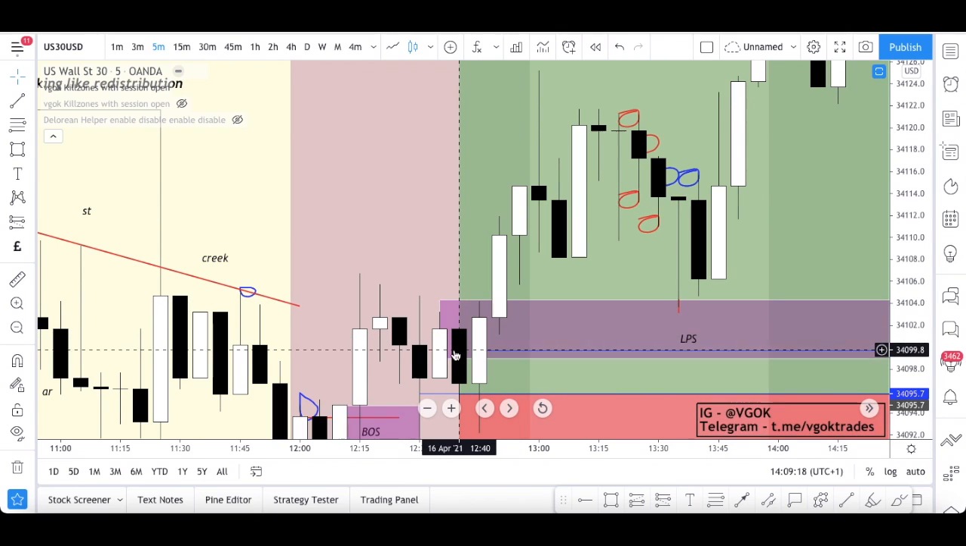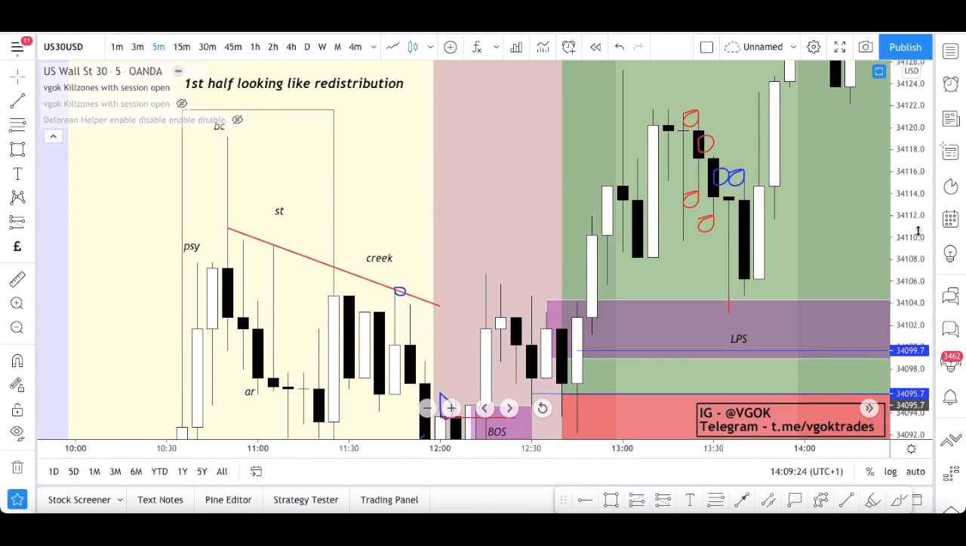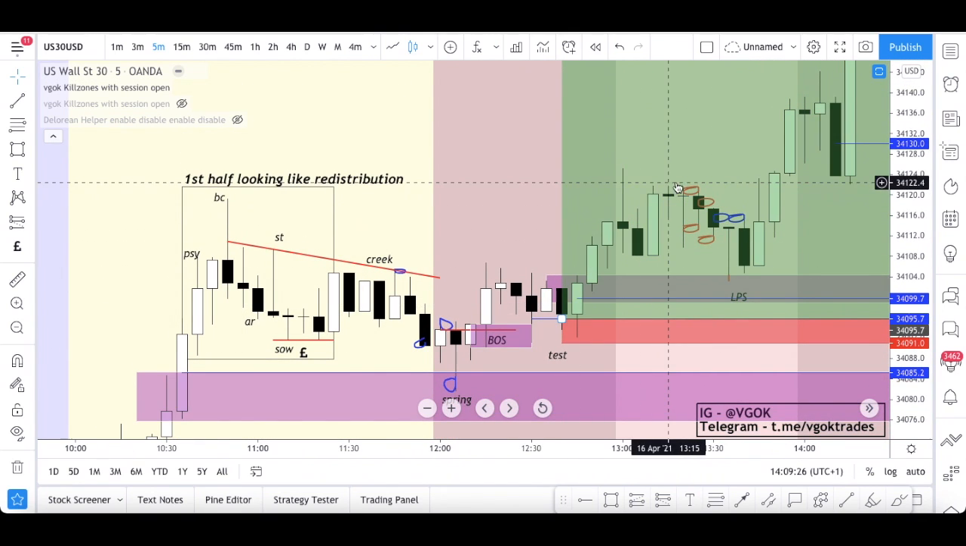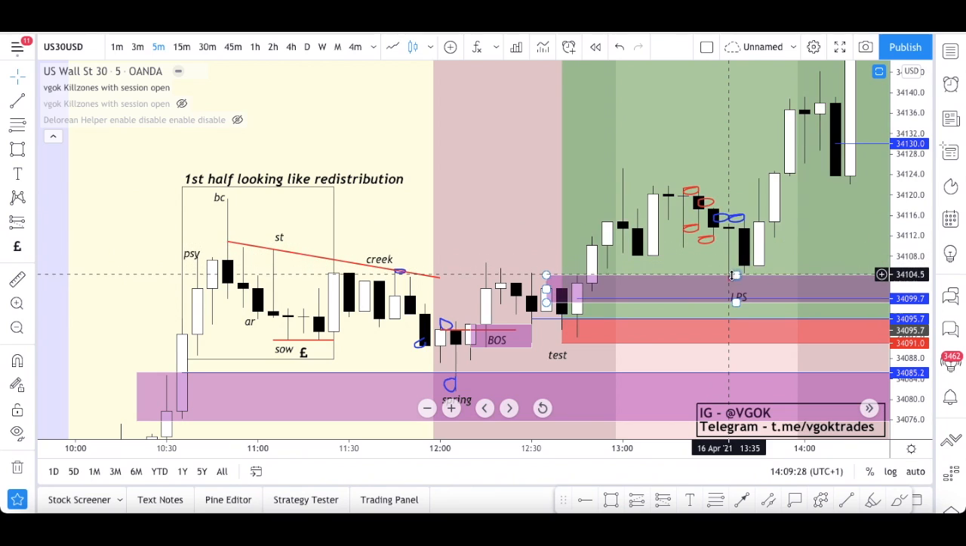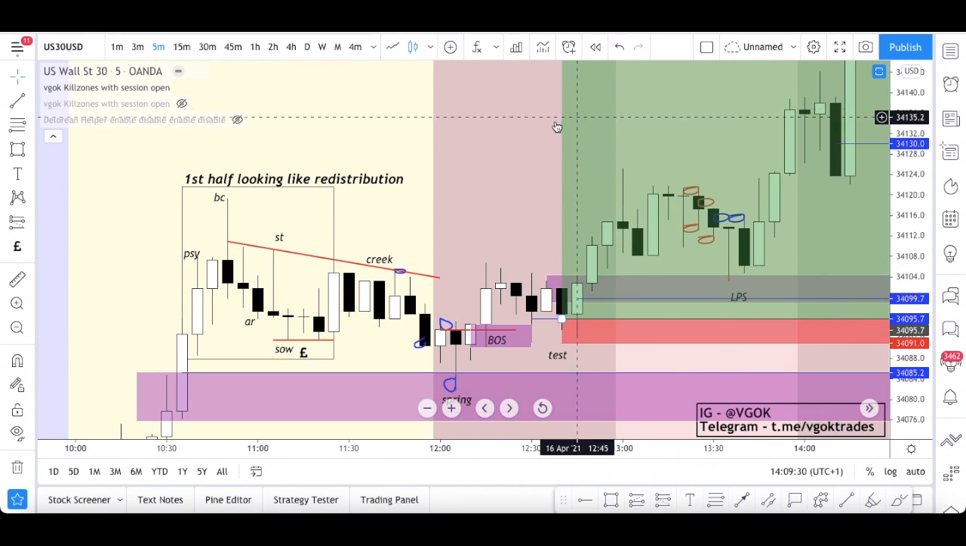And I've extended the point of interest down to 50% of this 5-minute institutional candle right here. And then as we can see, price does come into it again, having your entries for the LPS, and then it continues to go off.